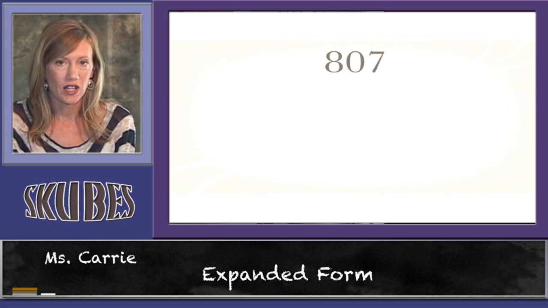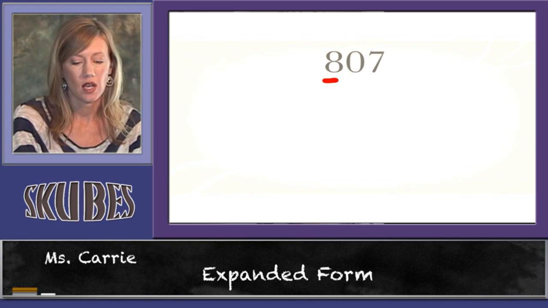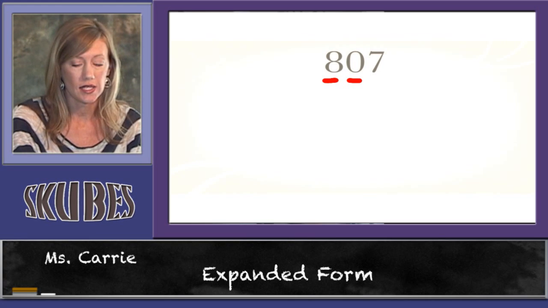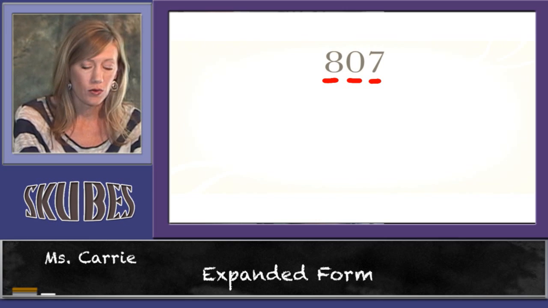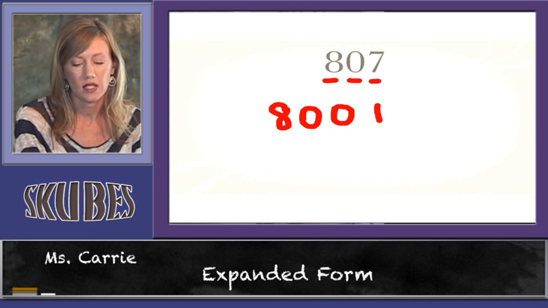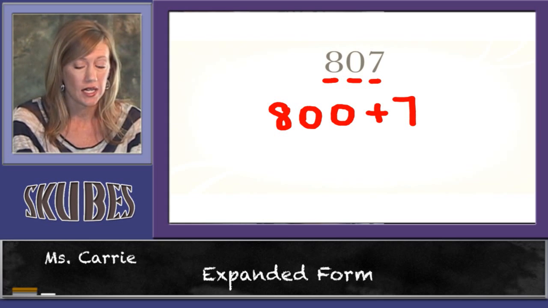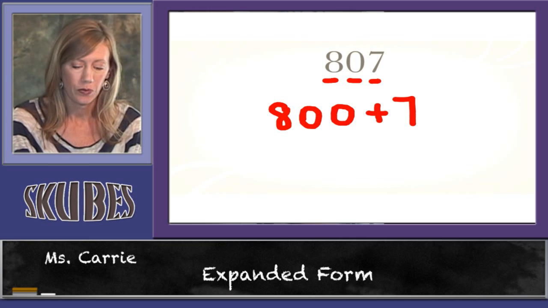Let's look at the number 807. We have an 8 in the hundreds place, a 0 in the tens place, and a 7 in the ones place. Written in expanded form, that would be 800 plus 7. We had no tens, so we didn't need to write anything in the tens place.